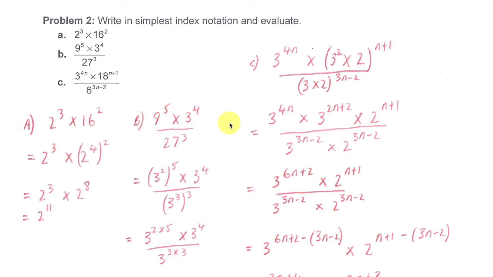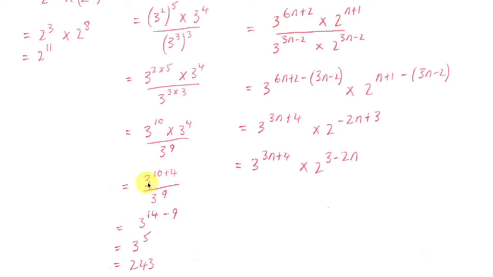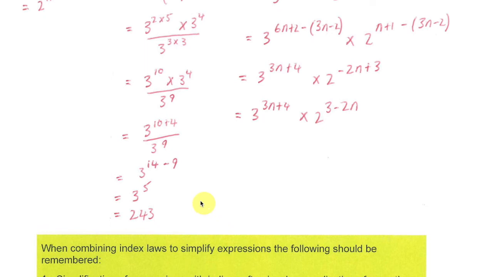B, looking at those numbers, bases 9, 3 and 27, I want to put them all to being the same base. And that base will be 3. So 9 is 3 squared, 3 is just 3 still, 27 is 3 cubed. So I have 3 to the power of 10, 2 times 5, multiplied by 3 to the power of 4 over 3 to the power of 9. Combining the top, I've got 3 to the power of 10 plus 4 over 3 to the power of 9. And so that becomes 3 to the power of 5. And you can leave it in index form or rewrite that as being 243.